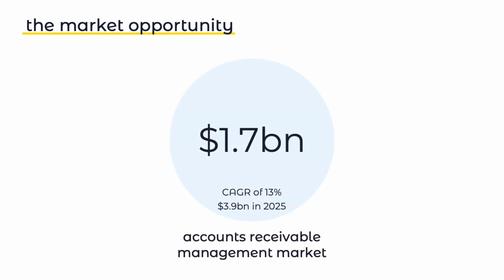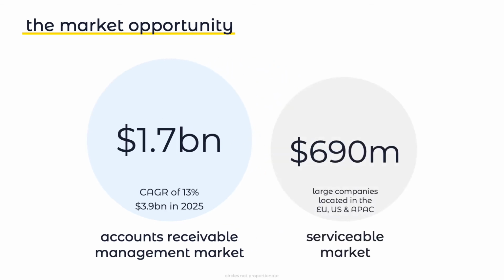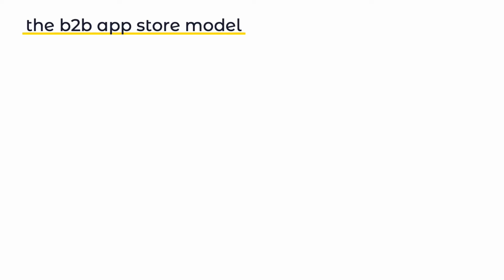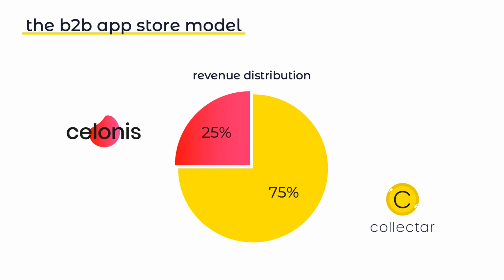The market for accounts receivable solutions is worth more than $1.7 billion. We target companies with revenues larger than $1 billion, which are located in the North American, European, and Asian Pacific market. After the end of year 3, we aim to obtain $5.7 million. Our key enabler to achieve this is our unique relationship with Celonis. We offer Collectar on the Celonis App Store, which gives us immediate access to our customers, and 75% of the revenues.